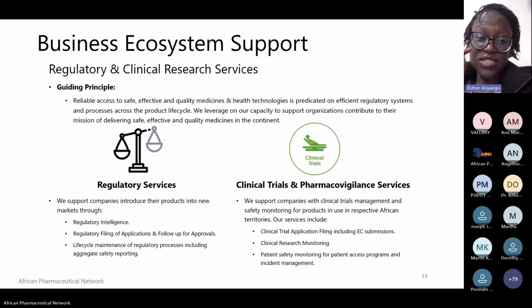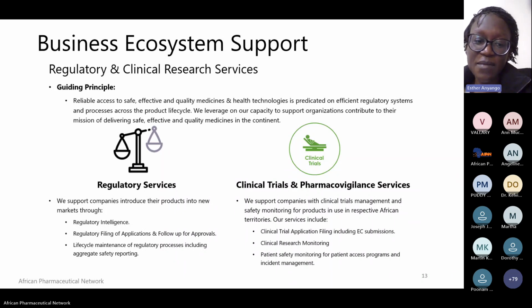In terms of business ecosystem support, here basically our offering is that we are offering regulatory and clinical research services. And of course, our guiding principle here is just the fact that we hope that Africa can have reliable access to safe, effective, and quality medicines and health technologies. And of course, predicated on efficient regulatory systems and processes. Now, under this, we have the regulatory services arm, and we have the clinical trials and pharmacovigilance services arm.